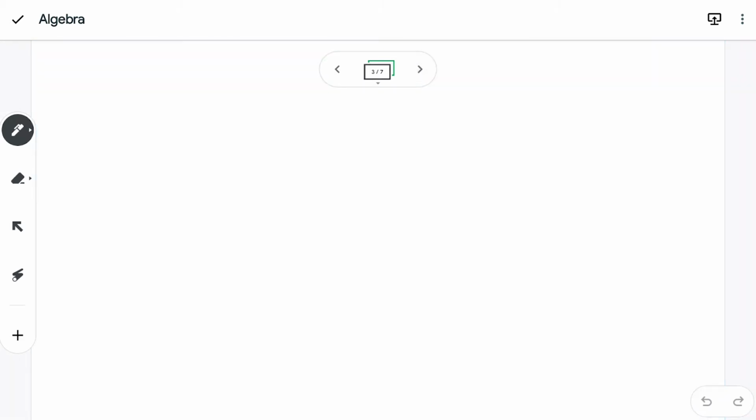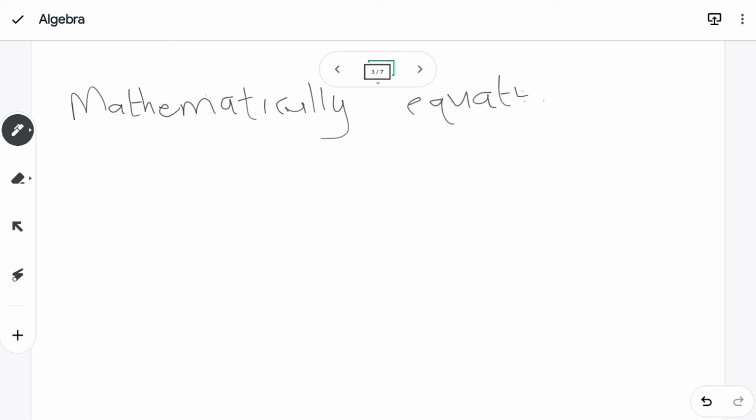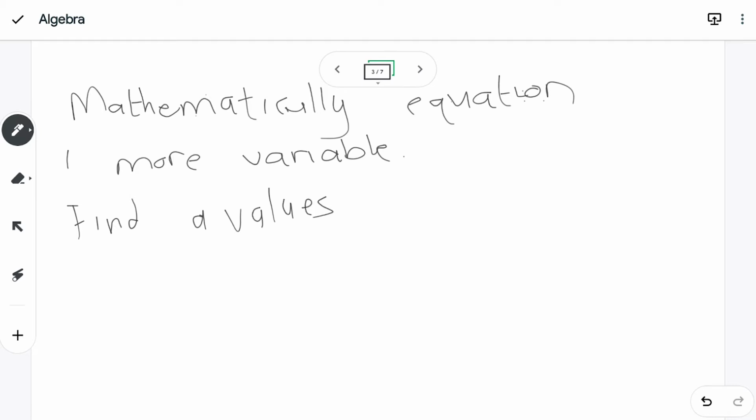In a mathematical equation, or you can call it a mathematical statement, you will have one or more variables. In grade 8, in most cases you will have one variable. What you need to do is then find values that will make the statement true.